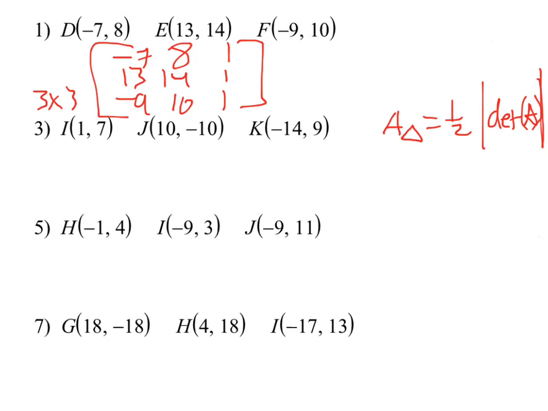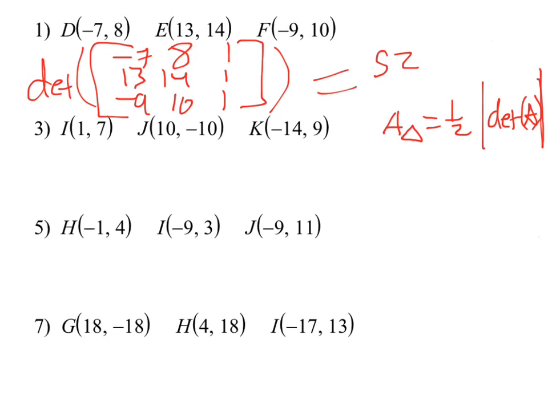Your job is to then get the determinant of that. This is where you use a calculator. So use DET in the matrix menu. You get the determinant of that, and that's going to give you a number. In this case, it is 52.